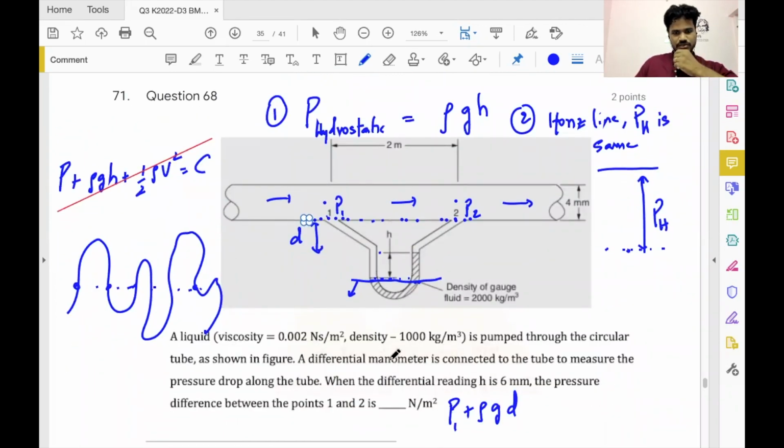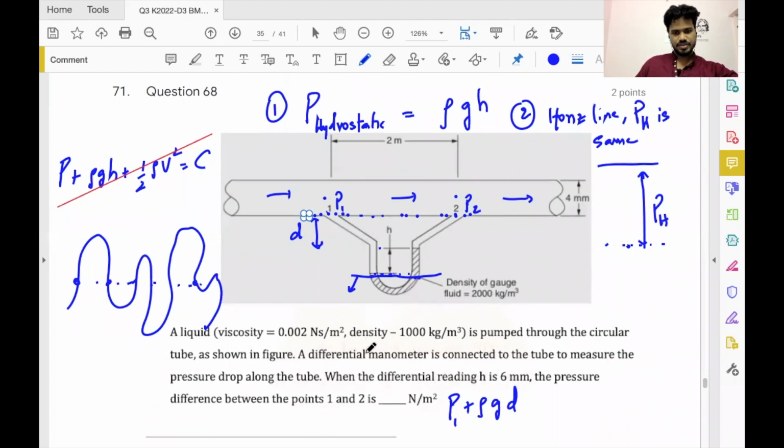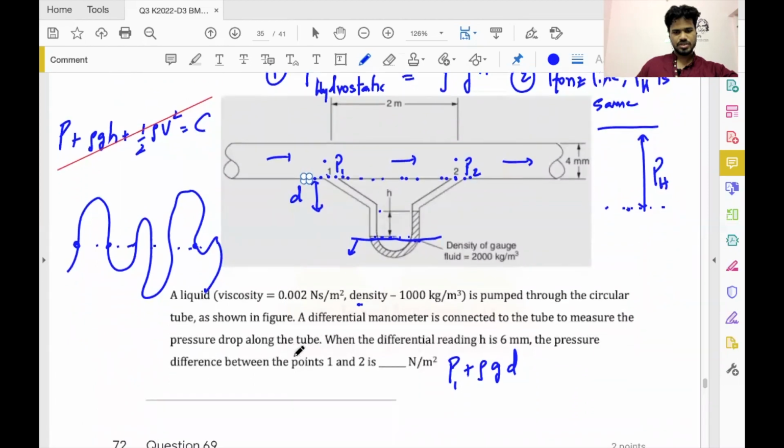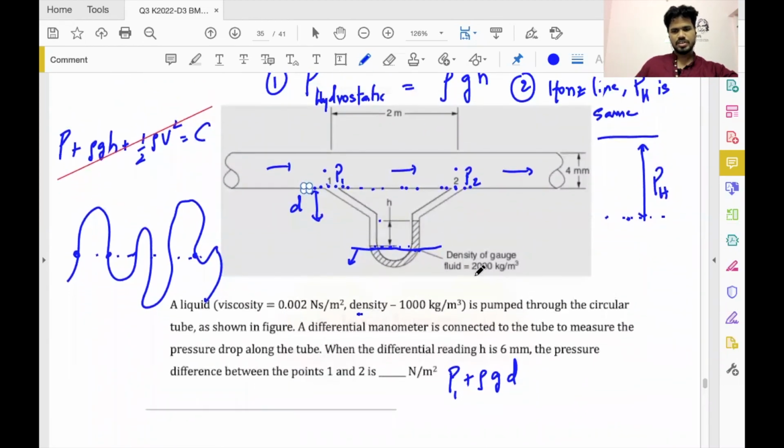So one is a liquid. A differential manometer is connected to measure the pressure between the 2 points. Notice the density of this fluid is higher. I'm going to call this fluid 1; 2 will be confusing. Let's call this water.